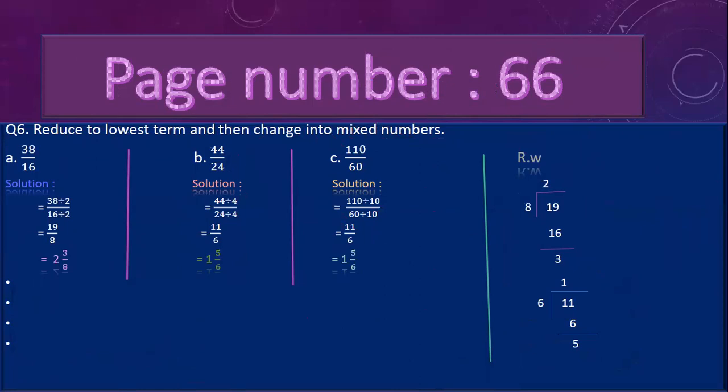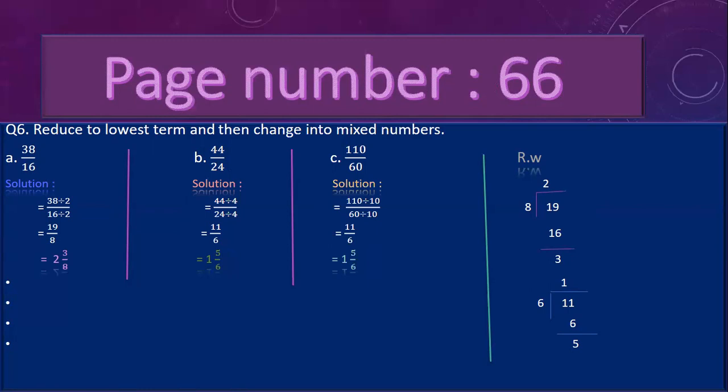Reduce these to their lowest terms, then change into a mixed number. Now together there are 2 questions. Which 2 questions? Question number 1 and also question 3. In question 1, we convert to the lowest term, and in question 3, we convert into the mixed number. So in the first step, we convert to the lowest term and then we simplify into the mixed fraction.